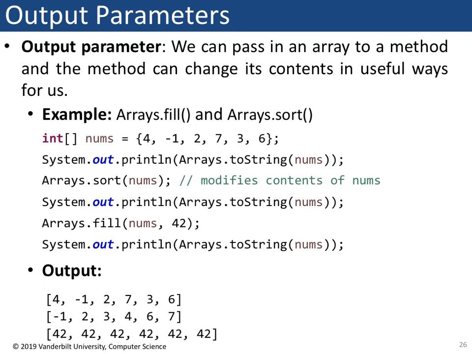And we print out Arrays.toString of nums. It prints out the array 4, -1, 2, 7, 3, 6. And that's exactly what we initialized it with, so that makes sense.